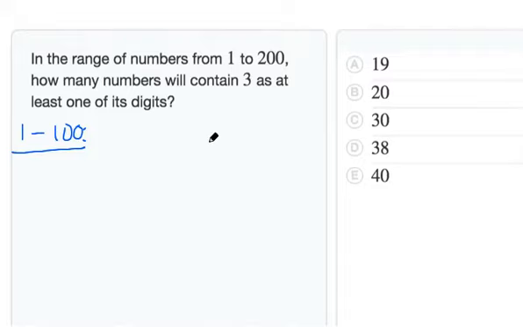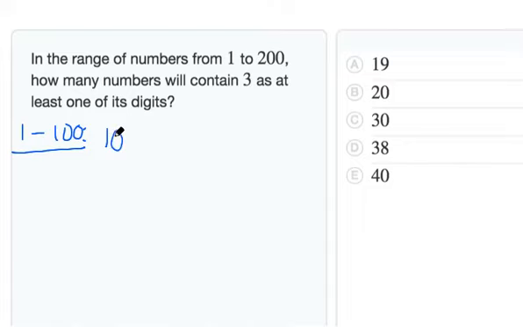in its ones place. So if we think about the first 10 numbers, the number 3, then we have 13, then 23, and so on up until 83 and 93. So right there, that would account for 10 numbers that have 3 as its ones place.